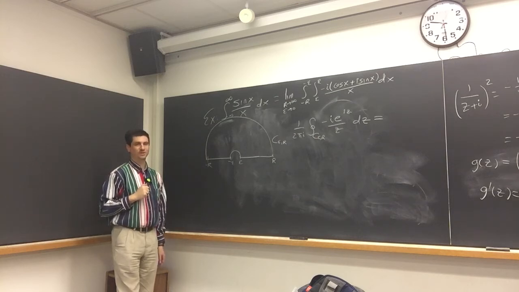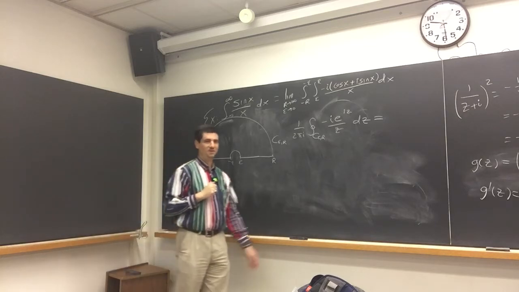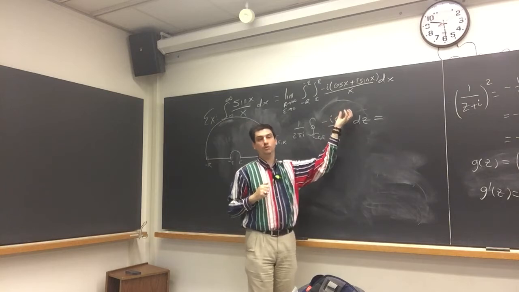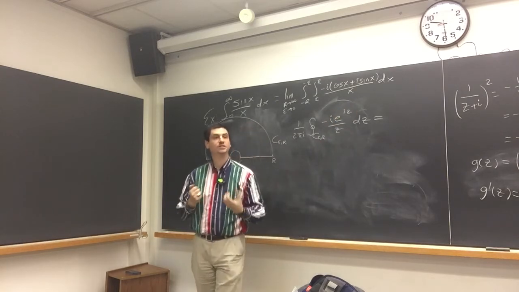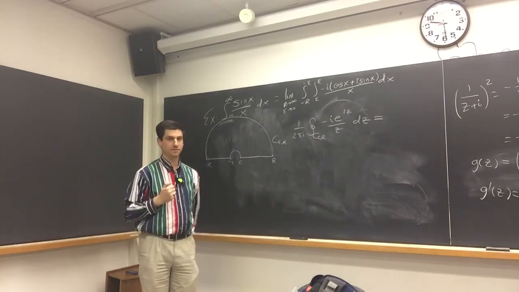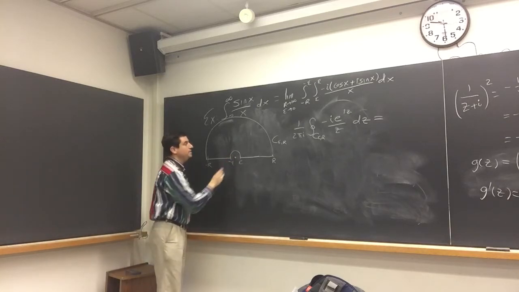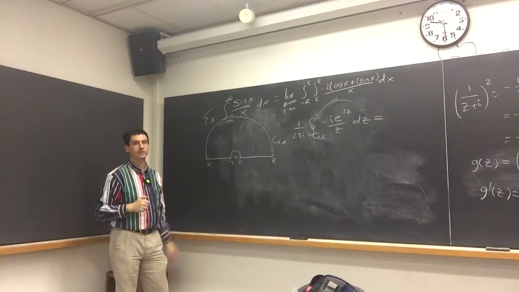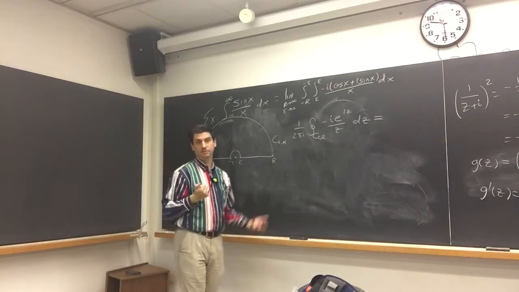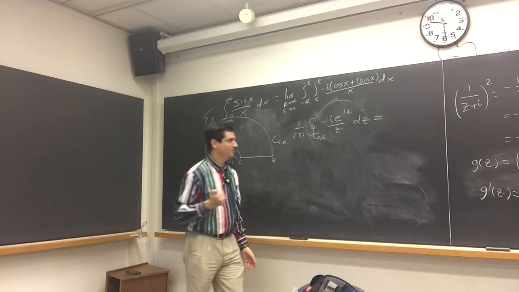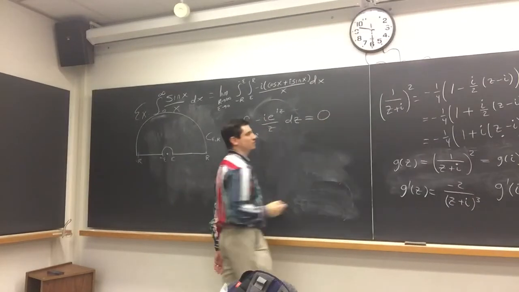So what would that equal? Where are the places where we have a pole from e to the i z over z? Where does e to the i z over z blow up? At z equals 0. So how many of the poles are included in the interior of my curve? 0. So what's the sum of the residues? 0, right? This integral is just 0.